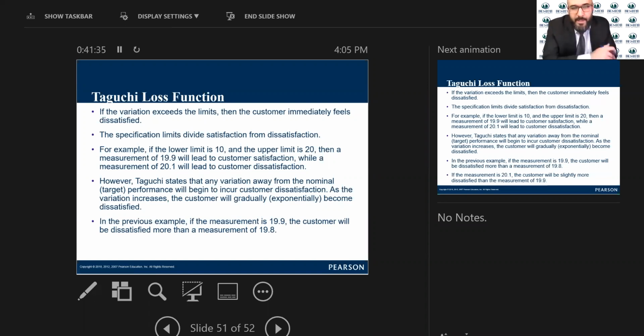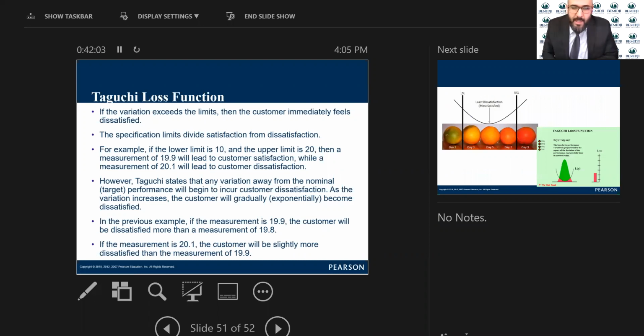So for example, in the example that we give here, if the measurement is 19.9, the customer will be more dissatisfied than with a measurement of 19.8, because 19.8 is closer to the target, so the customer will be happier with 19.8. However, the customer will be more dissatisfied if you give a measurement of 19.9. If the measurement is 20.1, the customer will be slightly more dissatisfied than with 19.9. So it is gradual, this is the whole point.